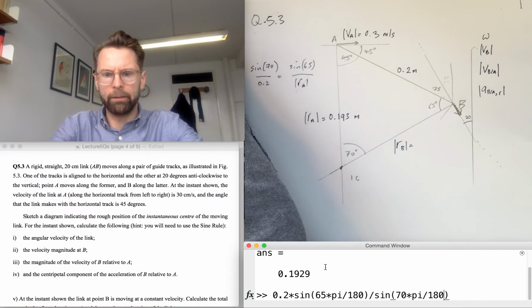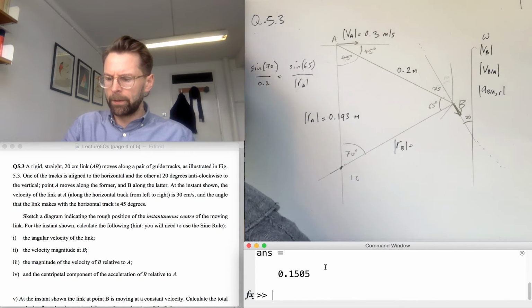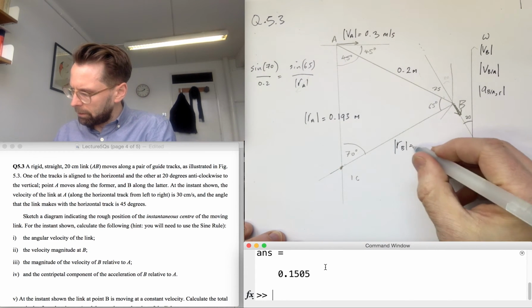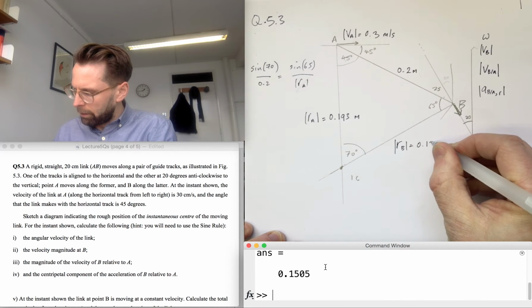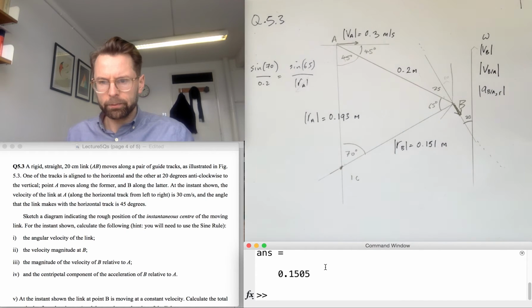So we do that again. Instead of 65, we do it with 45. So that length is 0.151 meters. Okay, so far so good.